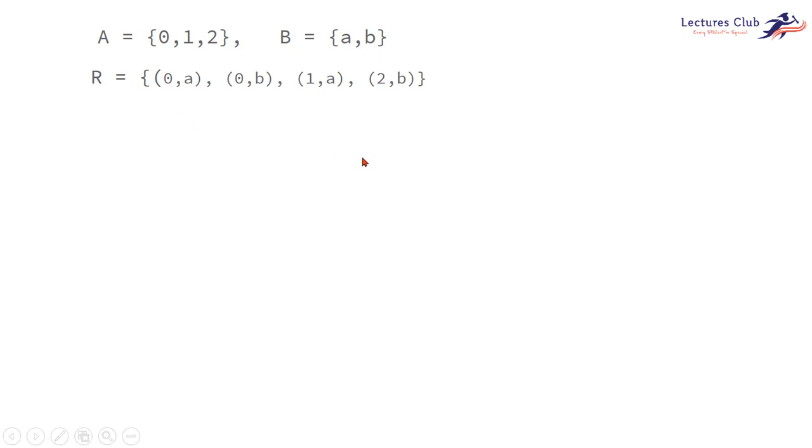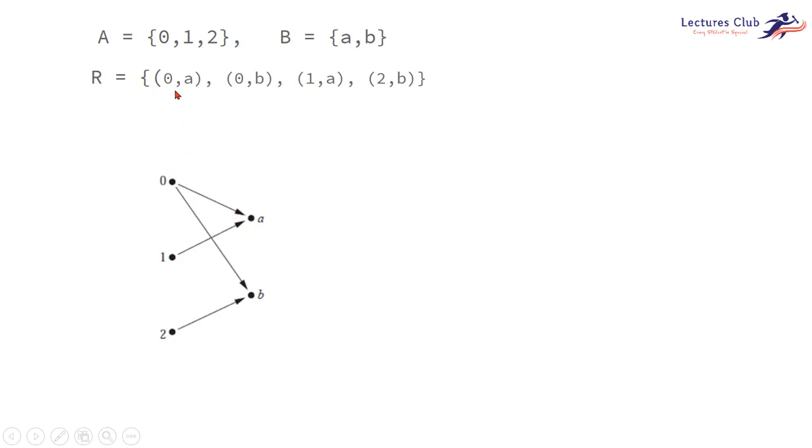There is a way to write the elements of A on the left side and the elements of B on the right side. And we will draw an arrow from A to B, because the first element is from set A and the second element is from set B. So we will draw arrows from the elements of set A to the elements of set B.